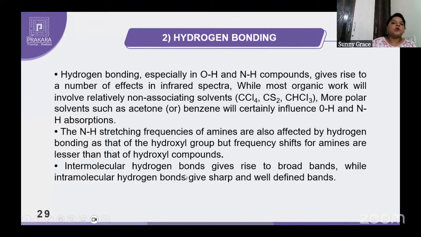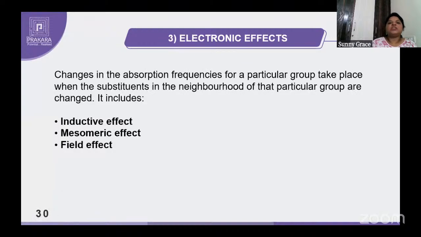And one more thing is that the concentration of the sample also will affect the hydrogen bonding. For intermolecular hydrogen bonding, on dilution the bands will disappear, but intramolecular is unaffected, independent of the concentration. The other one is electronic effects. Electronic effects are nothing but the effect of neighboring atoms that are present, which will affect the environment, leading to differences in the wavelengths or frequencies. They are the inductive effect, mesomeric effect, and field effect.